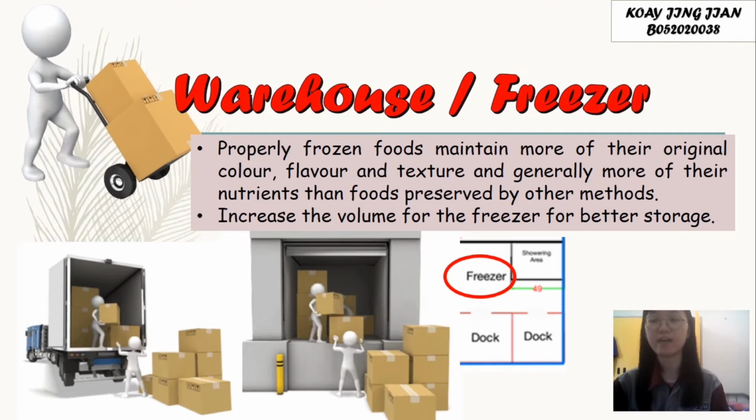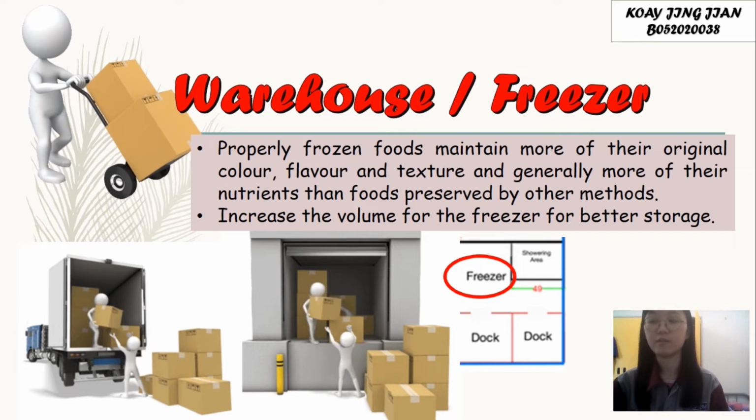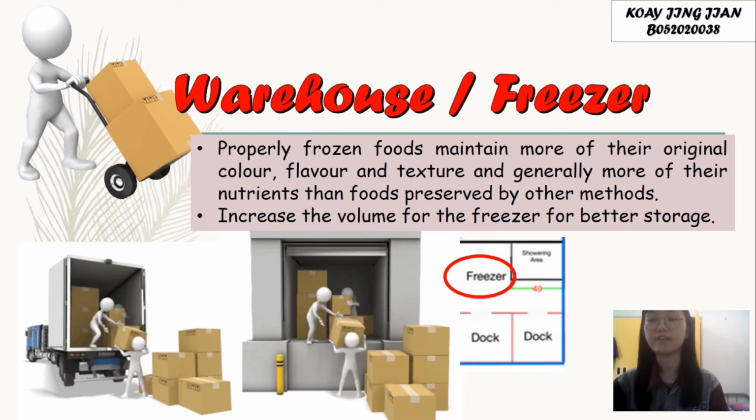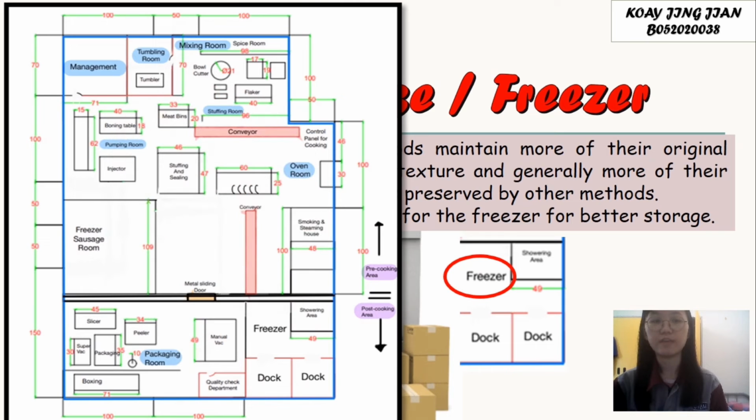Thirdly is warehouse fridges. Safe storage can protect meat against quality and flavor loss as well as bacterial growth. Hence, the volume of the fridges for keeping the raw materials of chicken sausage and ready stock is being increased to preserve the nutritional values and keep the product from spoiling. So we can see that this is the freezer for sausage rooms, and then this is a freezer for shipping.